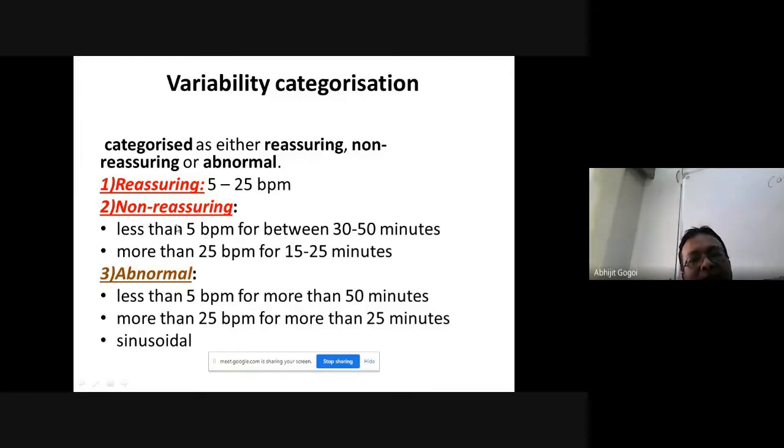And if it is less or more than 25 or less than 5, then we call it non-reassuring. And what is abnormal? If it is less than 5 for more than 50 minutes, in consecutive 2 readings, if it is less than 5 or more than 25. Okay.